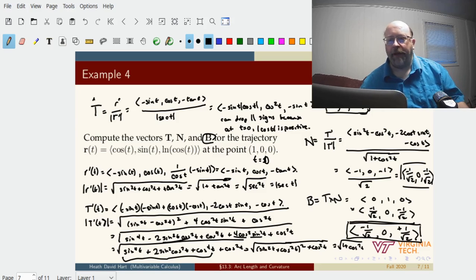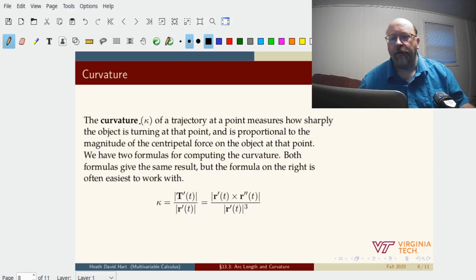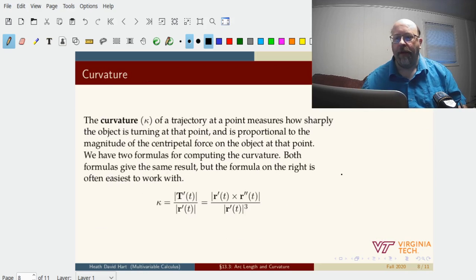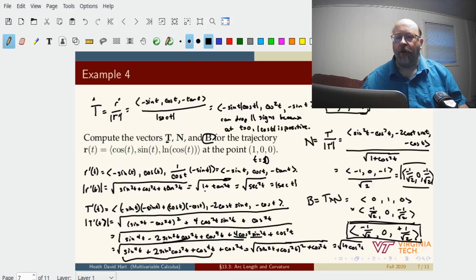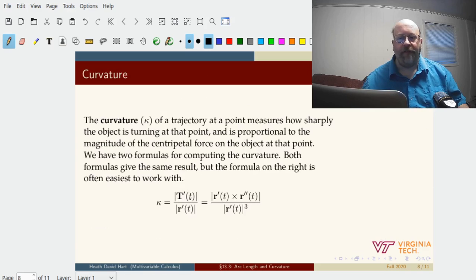So the problem was to compute these three vectors. This is T, this is N, this is B. All right. The curvature of the trajectory is related to this normal vector. It measures how sharply we curve here. If you notice, the formula for the normal vector has a T prime on top, and the curvature has the T prime on top also, because they're related to each other. It measures how sharply the object is turning at that point, and is proportional to the magnitude of the centripetal force on the object.